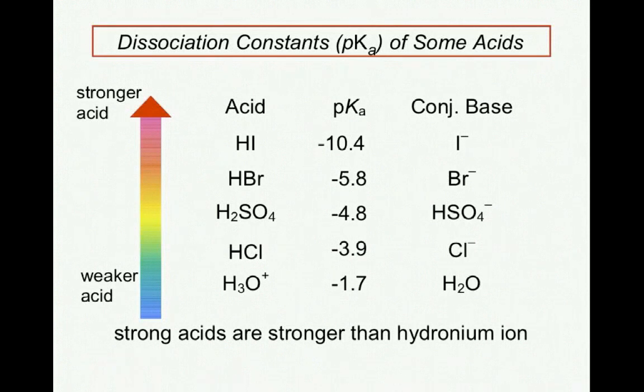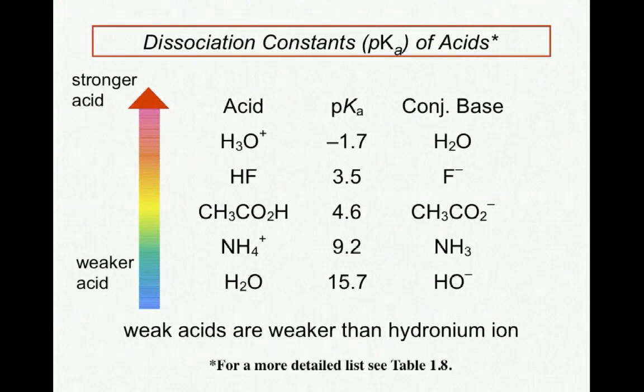In general, we reserve the term strong acid for those substances that have pKas lower than hydronium ion. As you can see here in this chart, the acid strength increases as we move up the slide, with the resultant pKa decreasing. We reserve the term weak acid for those substances that have pKas higher than hydronium ion. As seen on this slide, acid strength is decreasing as we move down the slide, concurrent with increasing pKa. For additional information about the relationship between pKa and acid strength, see Table 1.8 in your textbook.